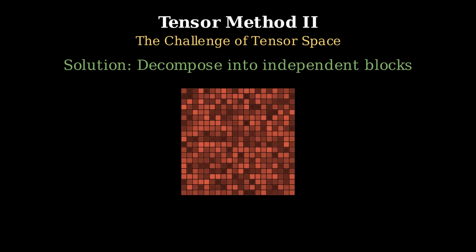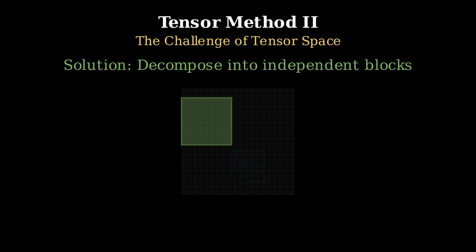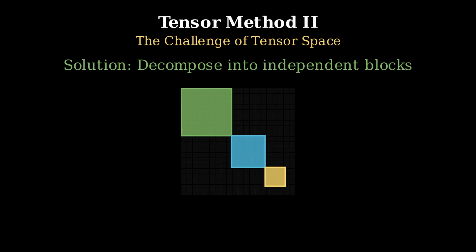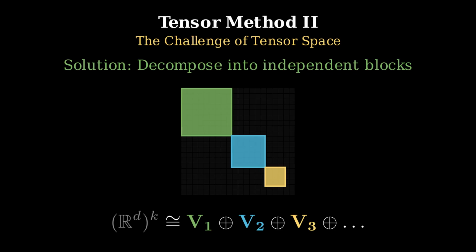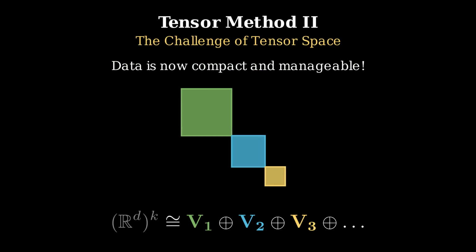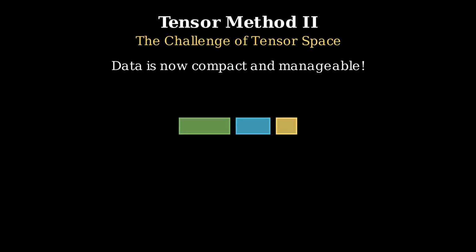The mathematical solution is to decompose this giant matrix into irreducible, independent blocks using Clebsch-Gordan decomposition. We project the tensor space into a direct sum of these smaller, orthogonal representations. Now, the data is incredibly compact, redundancy-free, and computationally manageable.